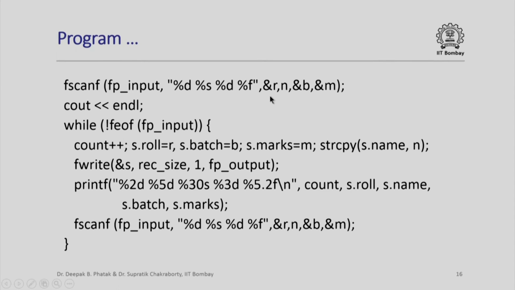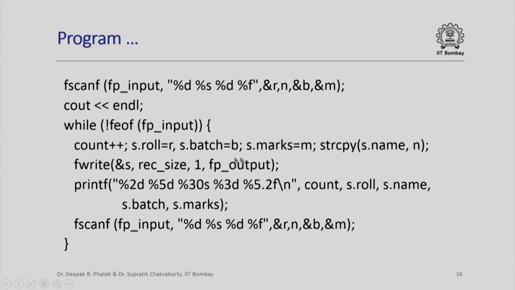So having read these numbers, I will start the file iteration as long as the fp_input file has not ended. So not feof of fp_input. I will continue to iterate like this. And what do I do in every iteration? Simple. I have got values of r, n, b and m, which I assign to elements of my structure variable S. S.roll, S.batch, S.marks are all assigned values of r, b and m. As far as S.name is concerned, I use a simple string copy function which will copy from n into S.name.